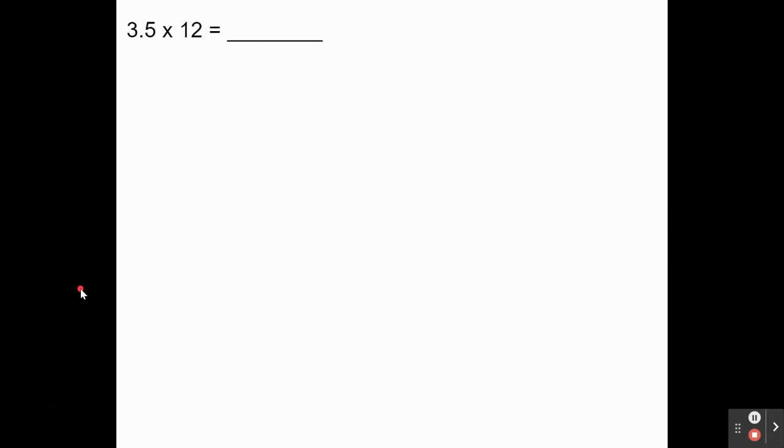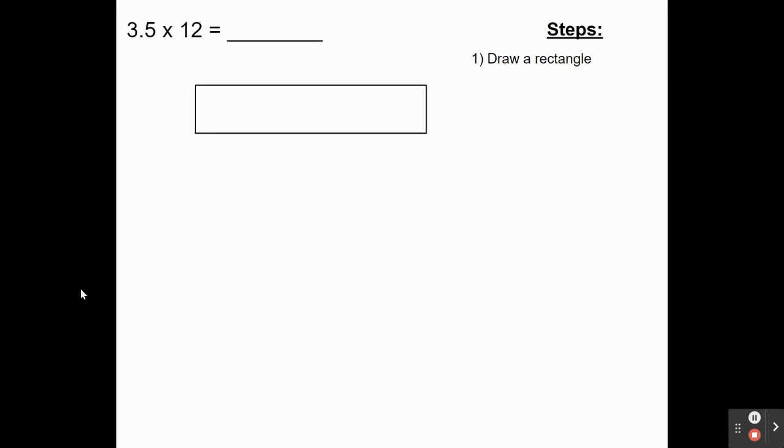Let's multiply 3 and 5 tenths times 12. The first step is to draw a rectangle. We're going to write the first factor in expanded form. The first factor is 3 and 5 tenths. The 3 is in the ones place, so we're going to write 3 ones. The 5 is in the tenths place, so we're going to add 5 tenths.